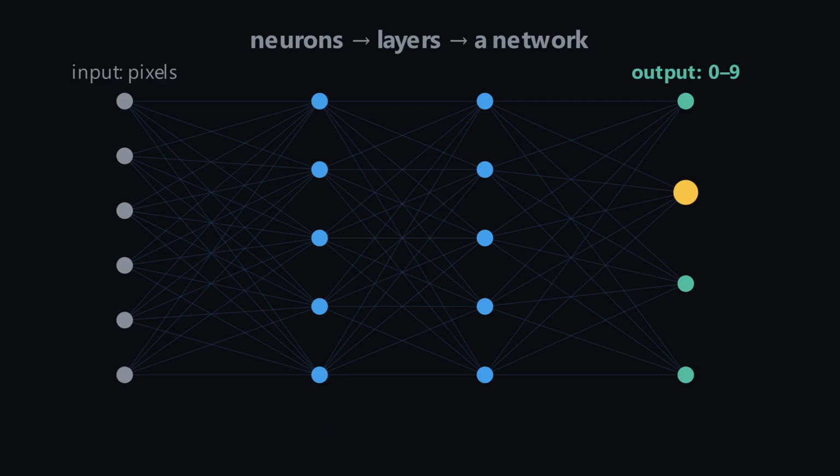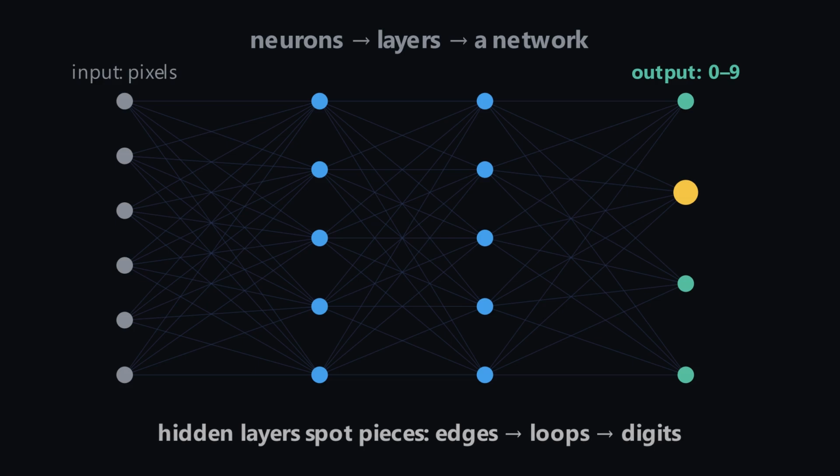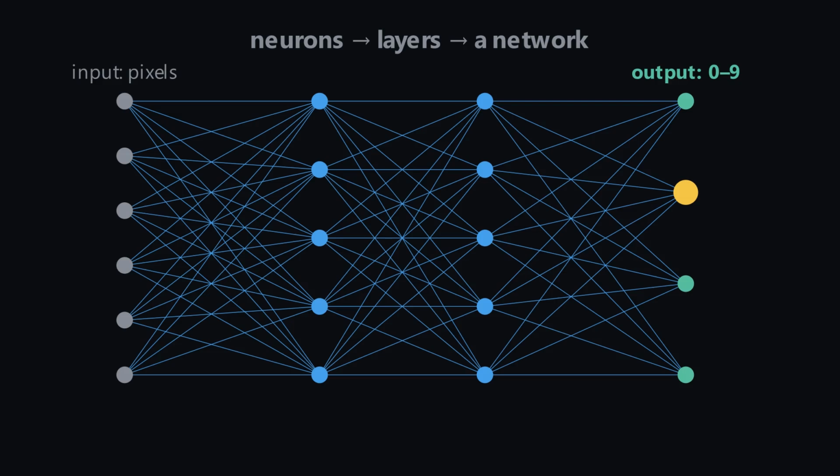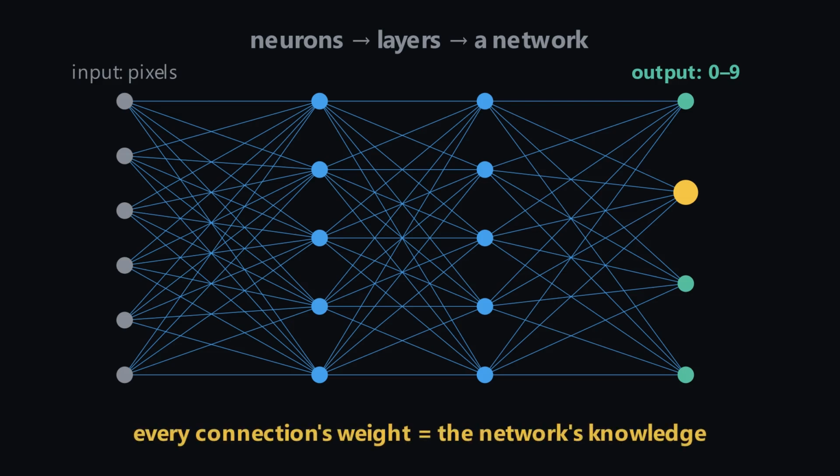The hope is that the hidden layers learn to spot meaningful pieces. Little edges first, then loops and lines, then whole digits. Simple features combining into complex ones, layer by layer. Early layers tend to catch the smallest patterns, a stroke here, an edge there. Deeper layers glue those into loops and corners, and finally whole digits, crude parts becoming meaningful wholes. And every one of those thousands of connections has a weight. Together, those weights are the network's knowledge.